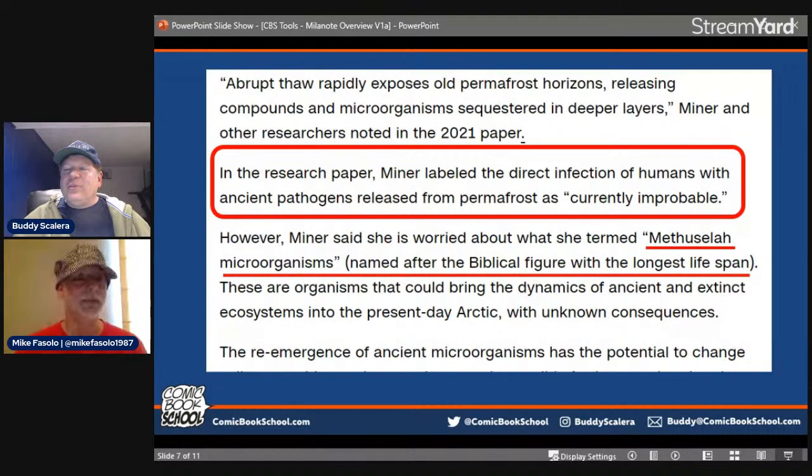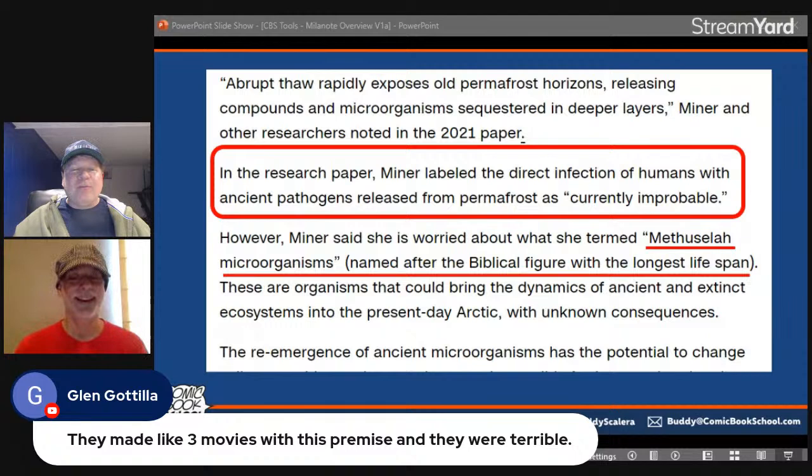Hold on. Let's see. They made three movies with this premise and they were terrible. Yes, Glenn, they made three movies, but they didn't have the term Methuselah microorganism, right? That makes all the difference.